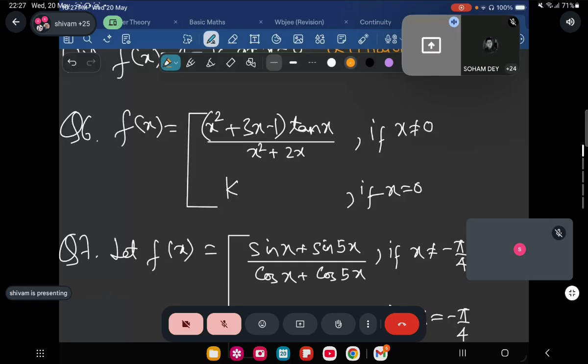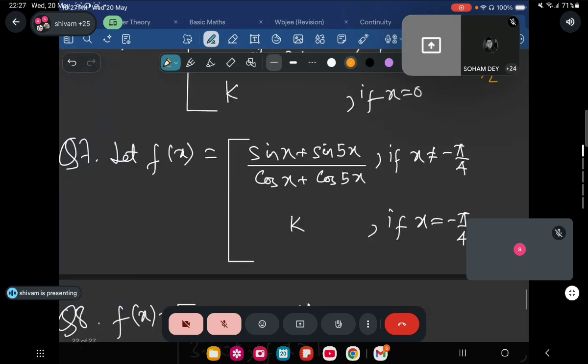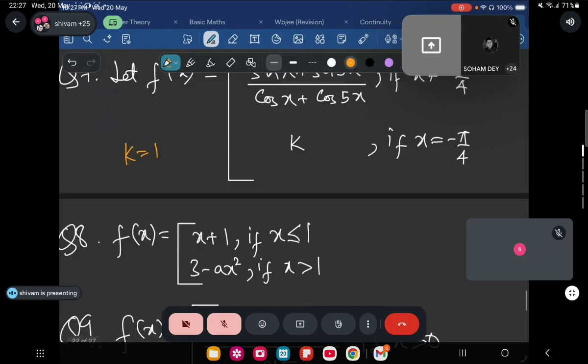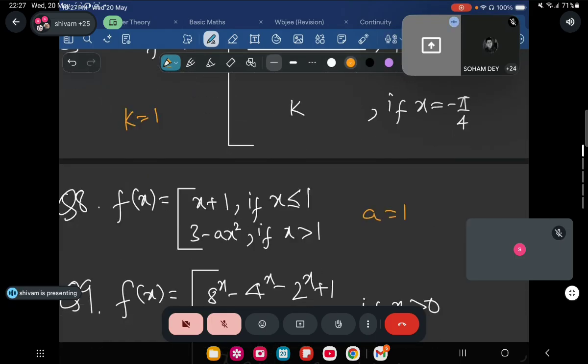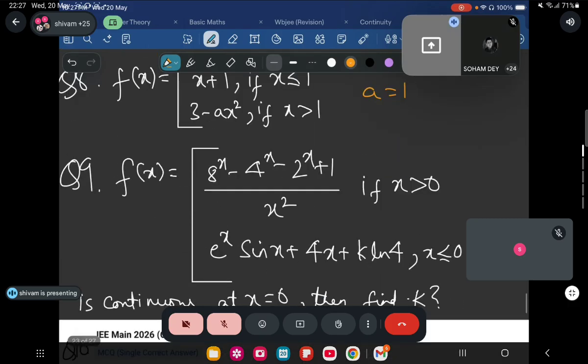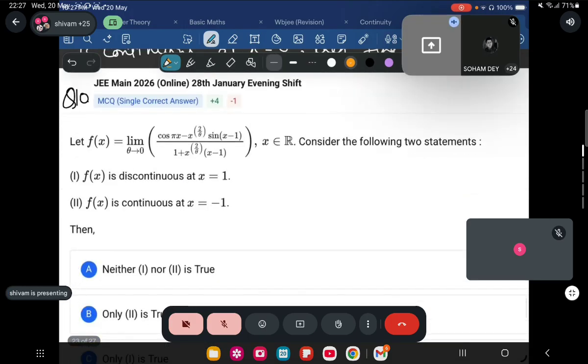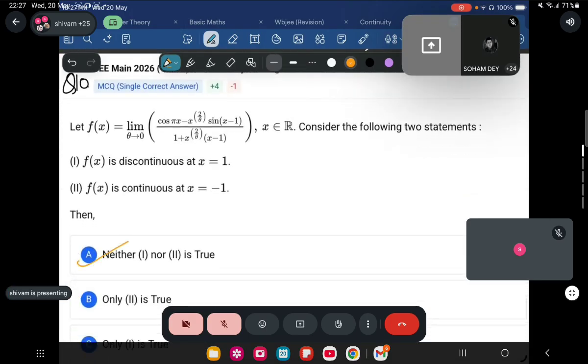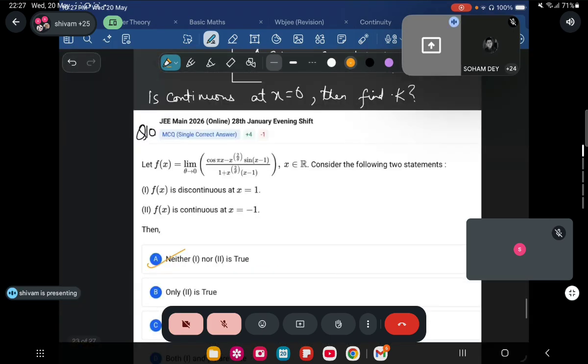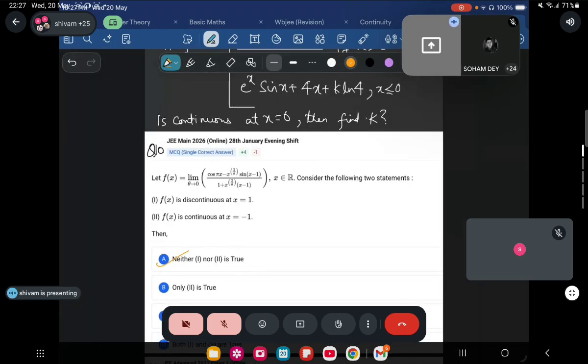Next, number 6: minus half. Number 7: k equal to 1. Number 8: a equal to 1. Anyone having any doubt, tell me. These are all easy problems. Number 9: ln 2. Number 10: option A. Anyone having any doubt, tell me. You can ask me now.